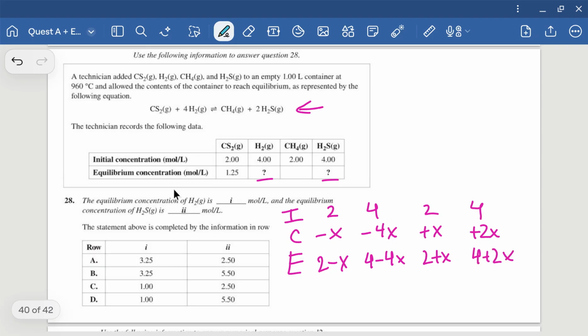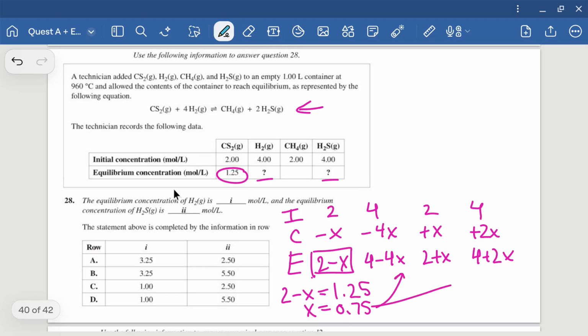And then if at equilibrium, you know that this part here equals 1.25, you can say 2 minus x equals 1.25 to find x equals 0.75. Once you have 0.75, you can now replace it in for x for the questions that they're asking for, and you'll find out your concentration is 1 and then 5.5.